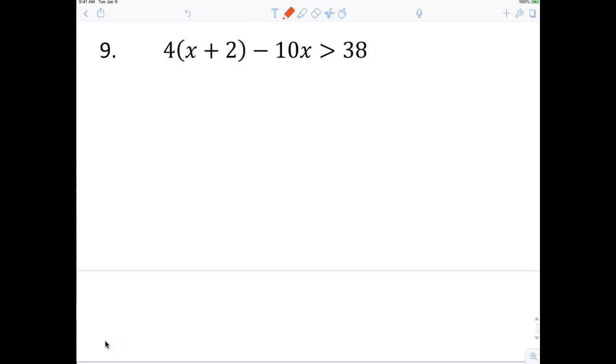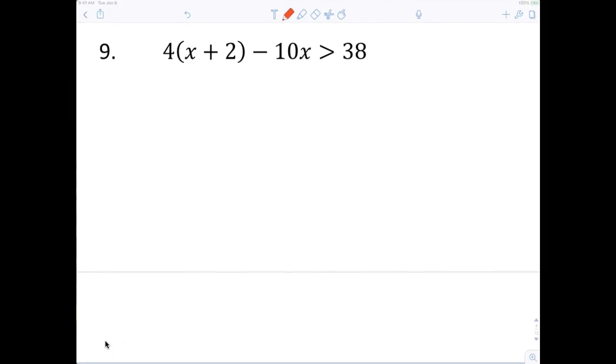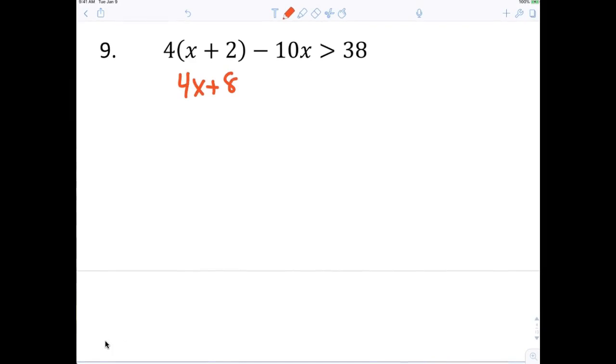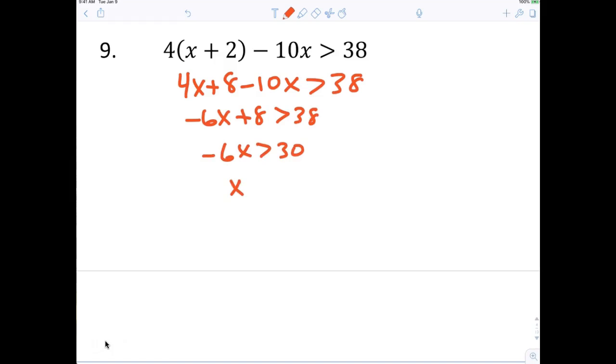We're going to look right now at number 9. Here we go. 4x plus 8 minus 10x greater than 38. Negative 6x plus 8 greater than 38. Negative 6x is greater than 30. X is less than negative 5. Most people forgot to change the sign when you divide by a negative. Good? All right. Now, if we're less than negative 5, we're going to start out where? And then we stop at? There you have it. All right. Any questions with number 9?